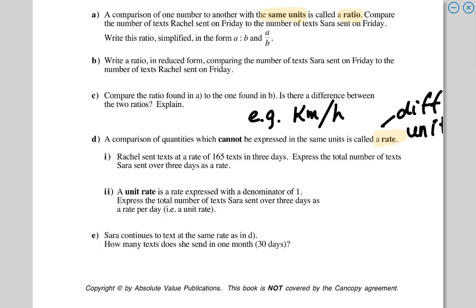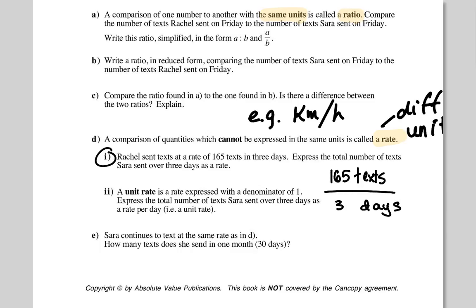So let's take a look at this one. Rachel here, she sends 165 texts in 3 days. Express the total number of texts. So if I was to do this, I would write 165 texts in 3 days. And don't be lazy with those units. Just jot down those units, and then you're good to go.